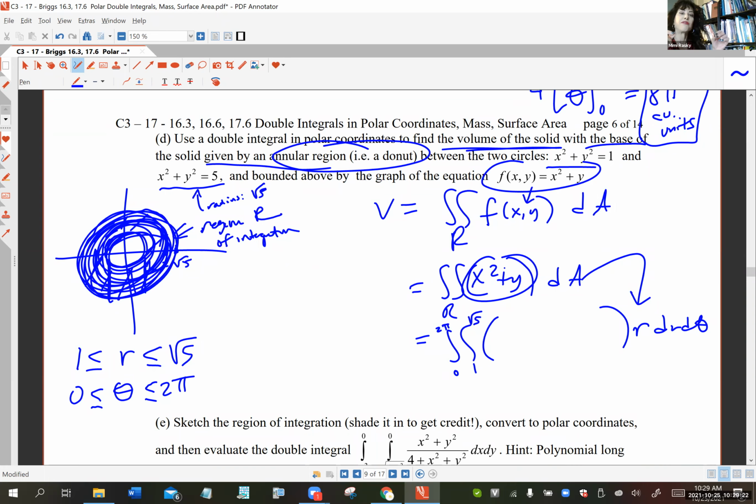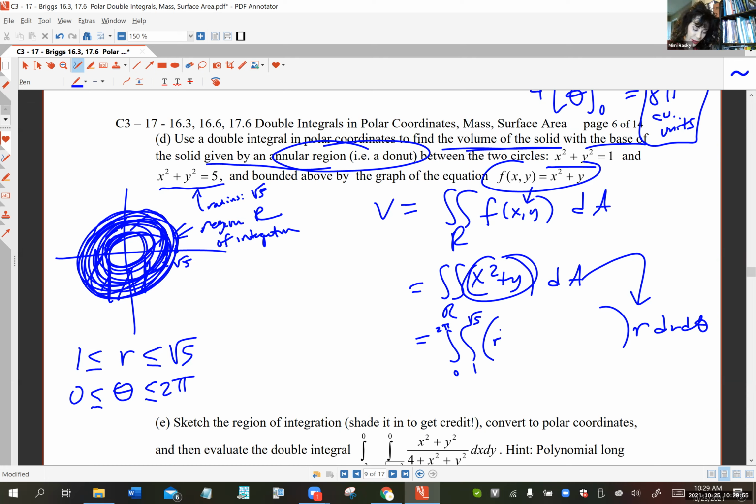Now, if this capping surface were x squared plus y squared instead, oh, that would be so much better, because x squared plus y squared is easy to convert to polar. Does anybody know what x squared plus y squared converts to in polar? r squared. Yes, thank you, r squared. But this isn't that. Oh, did they forget the y? Maybe it's a typo. No typo. This is actually the capping surface.